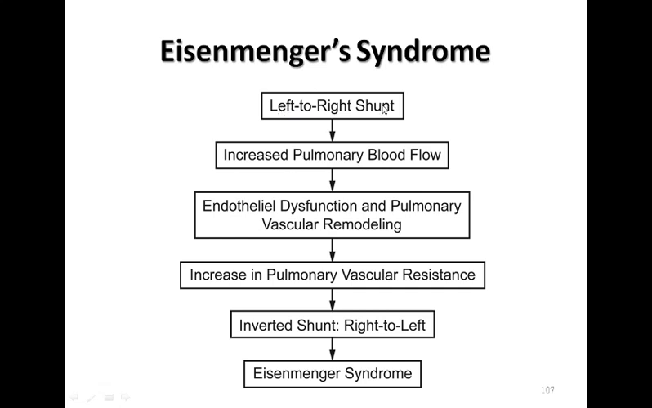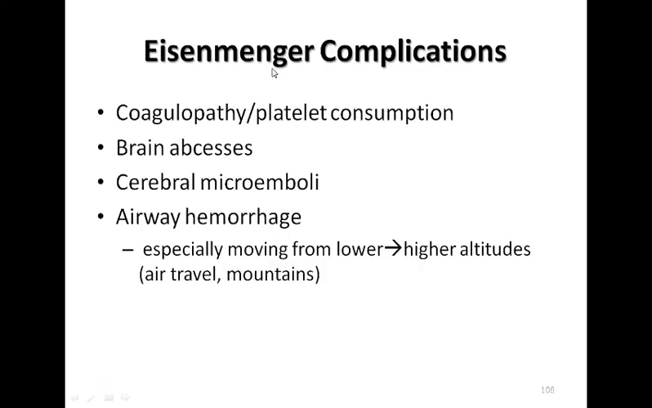When there is a left to right shunt initially due to congenital heart disease, acyanotic congenital heart disease, there's an increased pulmonary blood flow. As a result of that, endothelial dysfunction and pulmonary vascular remodeling happen. Then increased pulmonary vascular resistance. As a result, the shunt inverts to right to left. Initially it is left to right, now it is right to left. Then the patient will develop Eisenmenger syndrome. The patient becomes cyanosed.